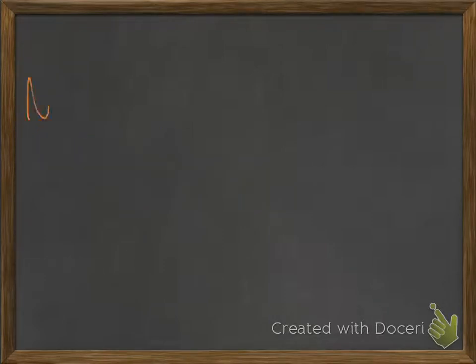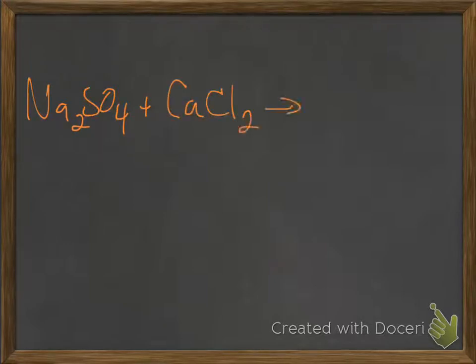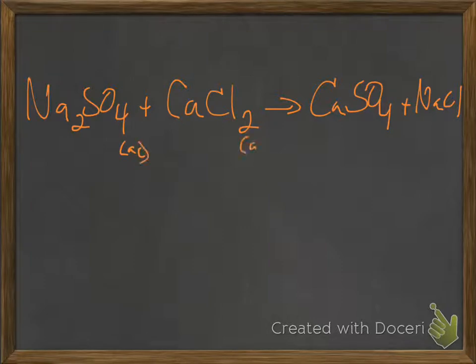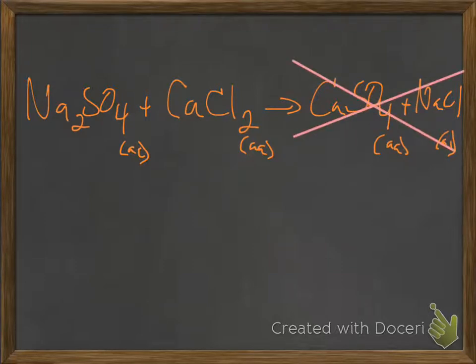So let's see. We started out with sodium sulfate plus CaCl2, and we formed CaSO4 plus NaCl. What did we find? We found that both of the products were aqueous. So in our case, if that's AQ and that's AQ, and the stuff on the right is AQ and this is AQ, then guess what? We don't have a reaction. So this actually doesn't occur.